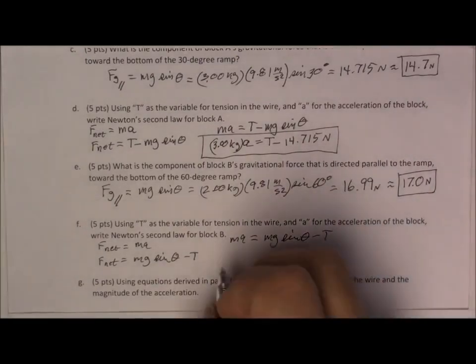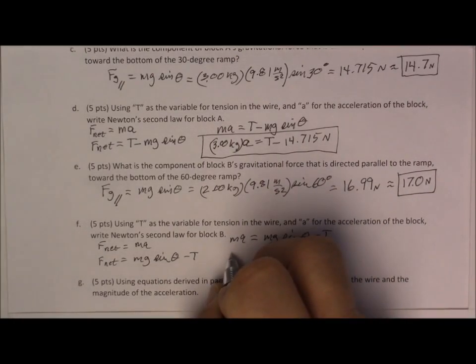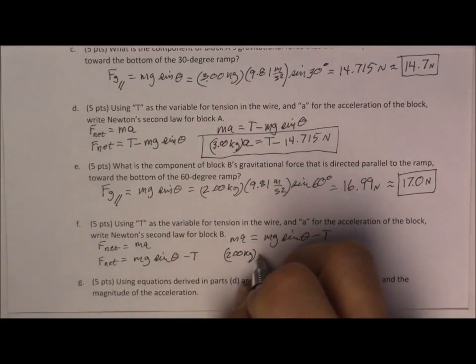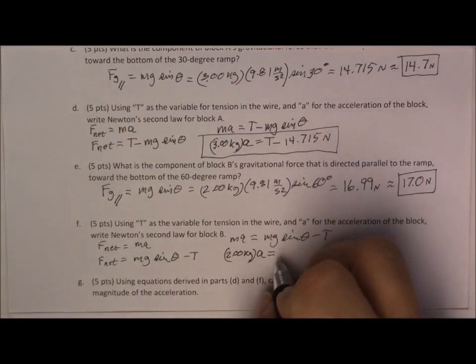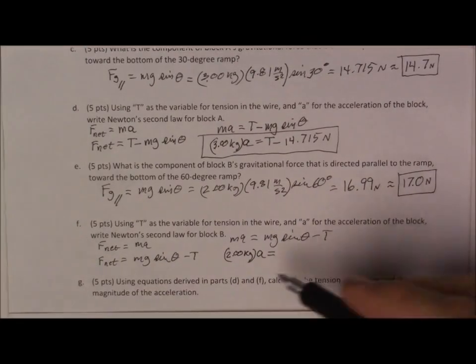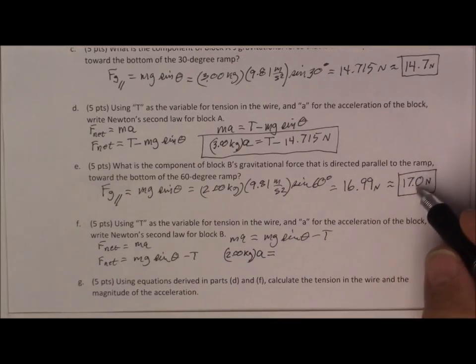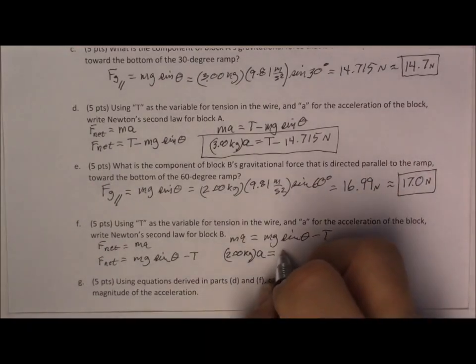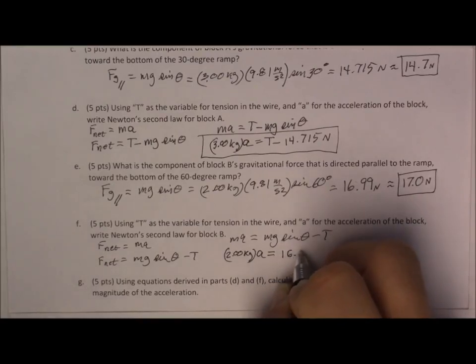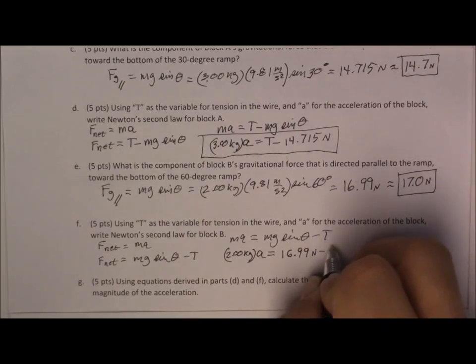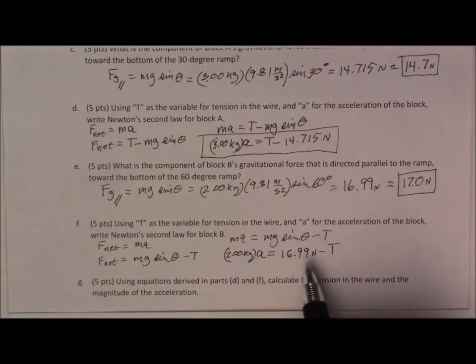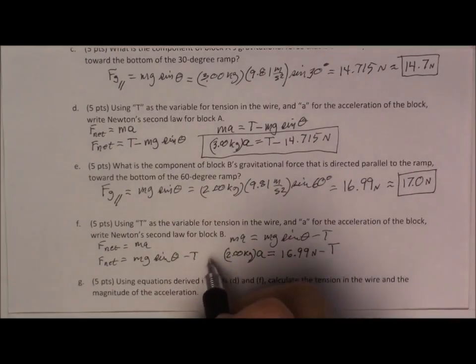All right, plug in some numbers. What's the mass of the second block, or block B, I should say? 2.00 kilograms times acceleration, which we don't know, so we'll leave it as an a, equals mg sine theta. We already calculated that to be 17 newtons, but we'll use 16.99 and round it in the end. 16.99 newtons minus T. That is Newton's second law written for block B.